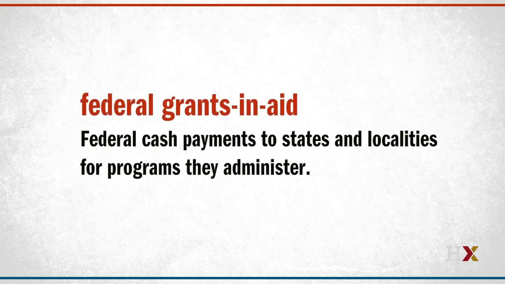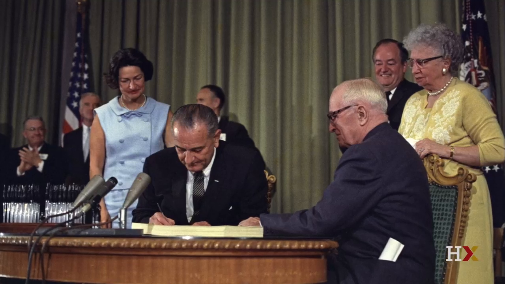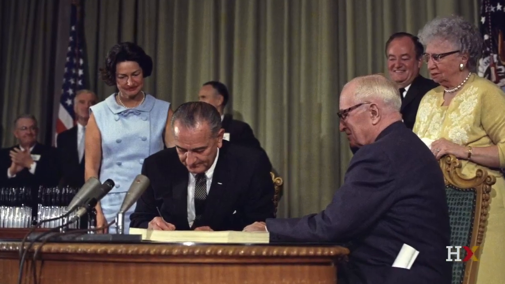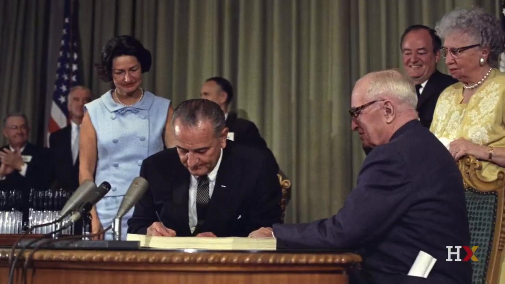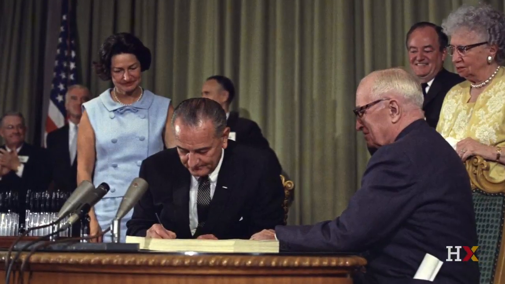They wanted better schools, better health care, better welfare services than their state was willing or able to provide. Federal grants and aid became the prime instrument of the Great Society. Federal grants and aid refer to federal cash payments to states and localities for programs they administer. An example is the 1965 Medicaid program, which gives states federal assistance to provide health insurance to Americans with incomes below the poverty line.